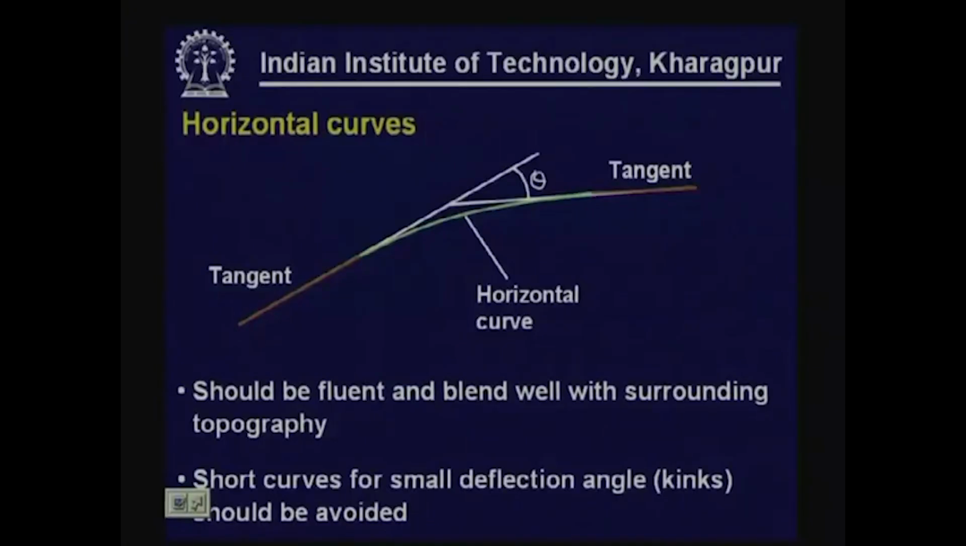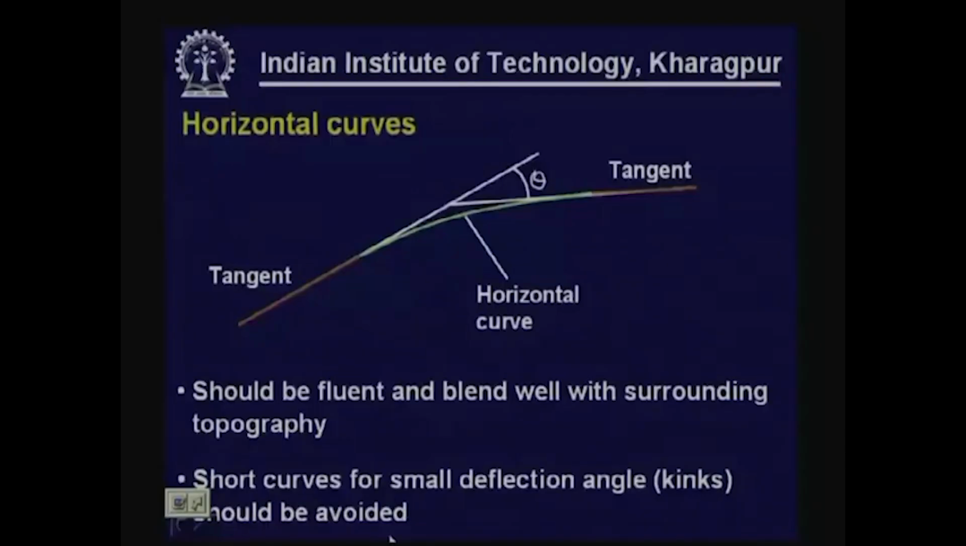Now, as I mentioned that a road can never be perfectly straight, even if it is possible to have a road which is perfectly straight, it is not desirable to have a perfectly straight road for a longer length from safety point of view. So, ideally a road should consist of a number of tangents and horizontal curves. So, here that is what is shown here in the sketch.